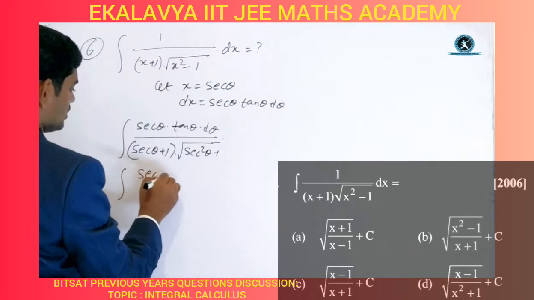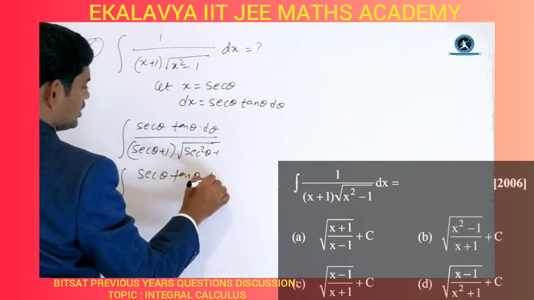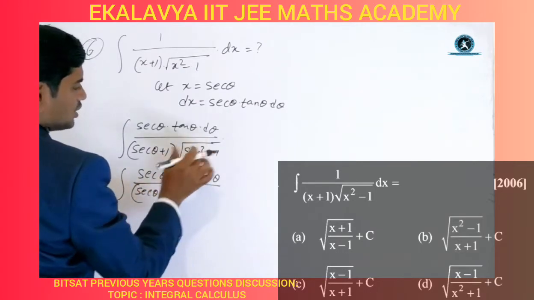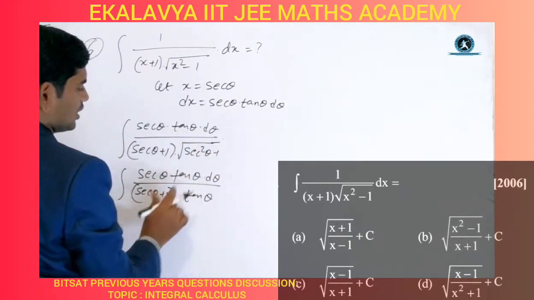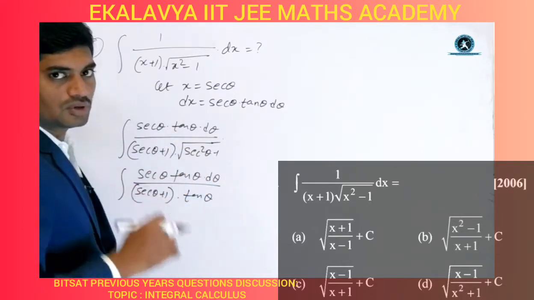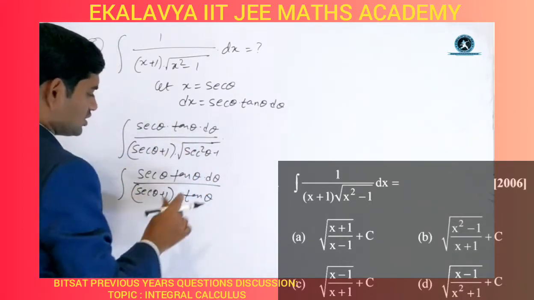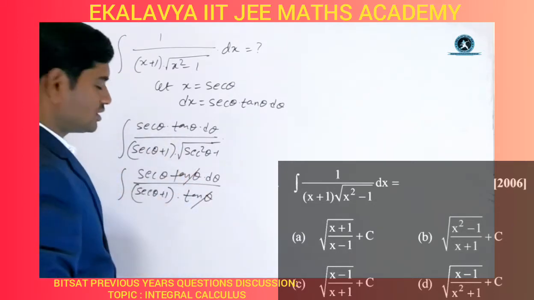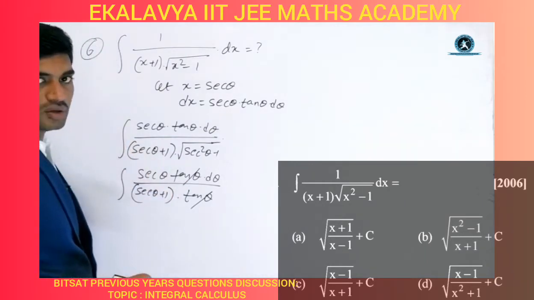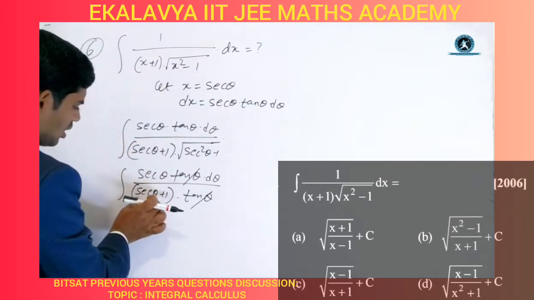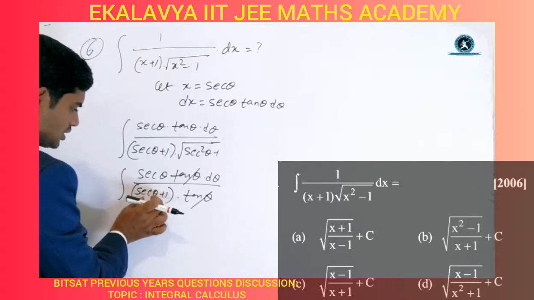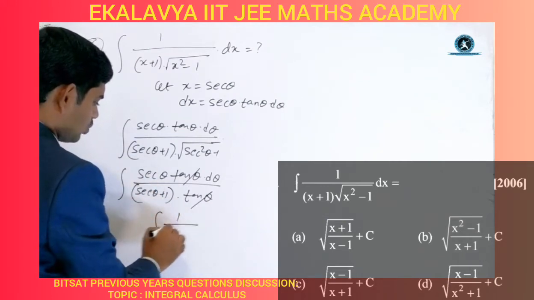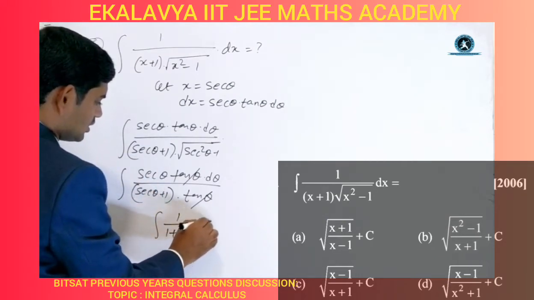Now integration of secant theta into tan theta into d theta upon (secant theta plus 1) into square root of secant square theta minus 1. Secant square theta minus 1 is equal to tan square theta, then the square root gets cancelled and we get tan theta. Now this tan theta gets cancelled. Now this secant theta we can also write as 1 by cos theta, and in the denominator secant theta plus 1 is 1 by cos theta plus 1. Then after simplifying this we get 1 by 1 plus cos theta d theta.